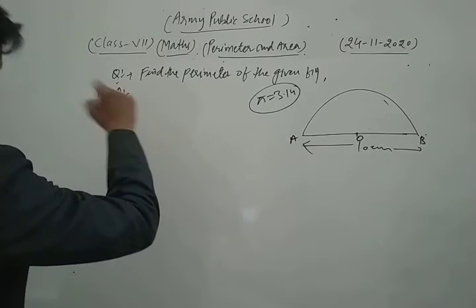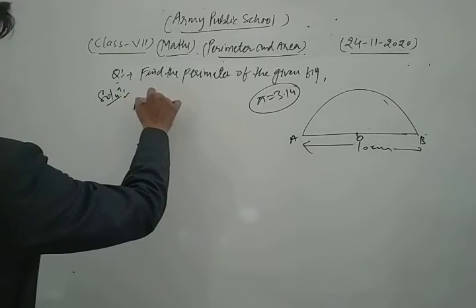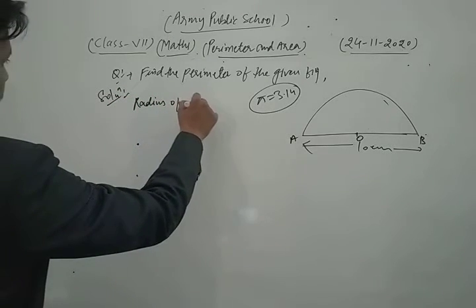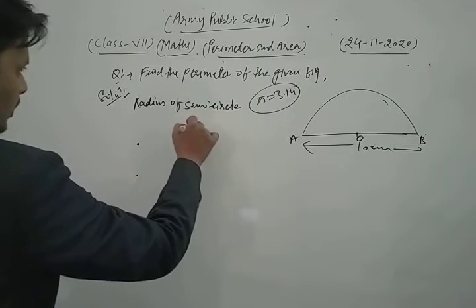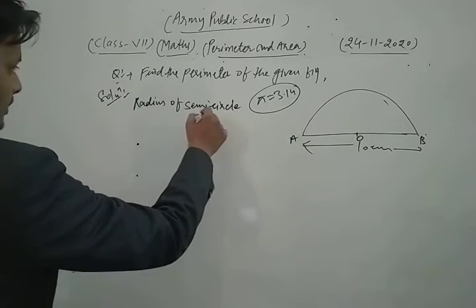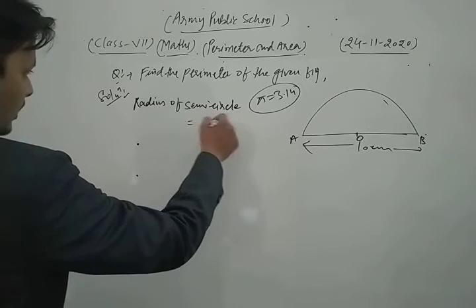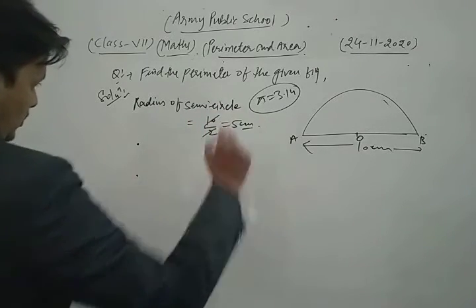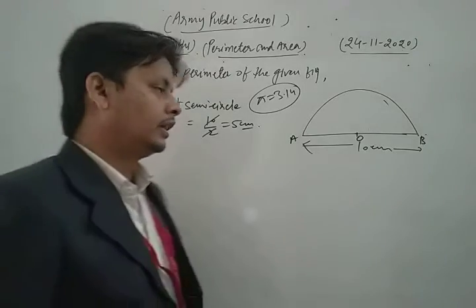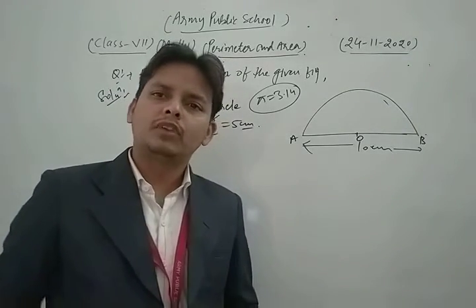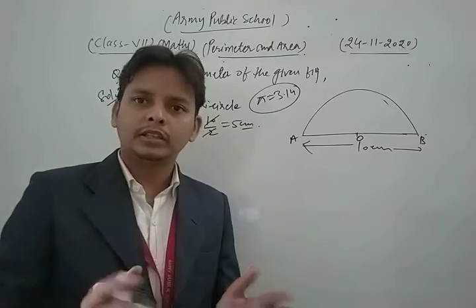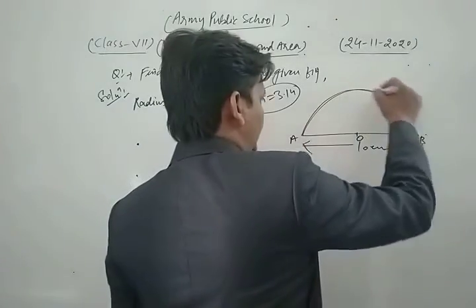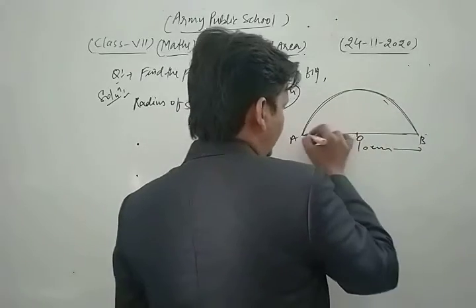The radius of the semicircle is what? 10 by 2. That is 5 centimeter. Okay. We find the perimeter, which means what? Perimeter means, dear student, the sum of its outer boundary. So this region, this length plus this length.